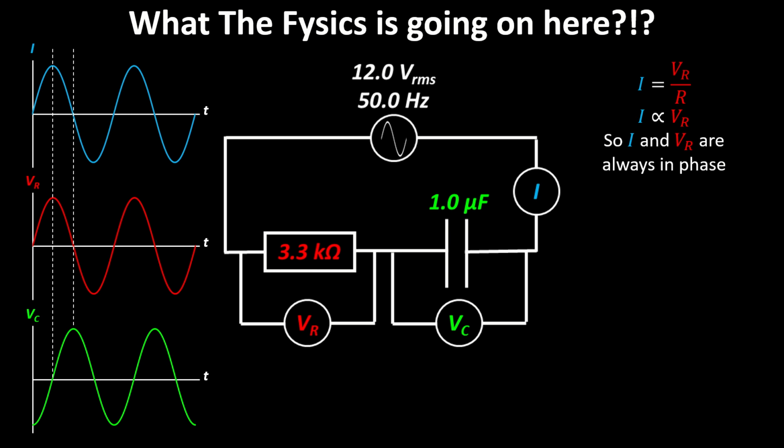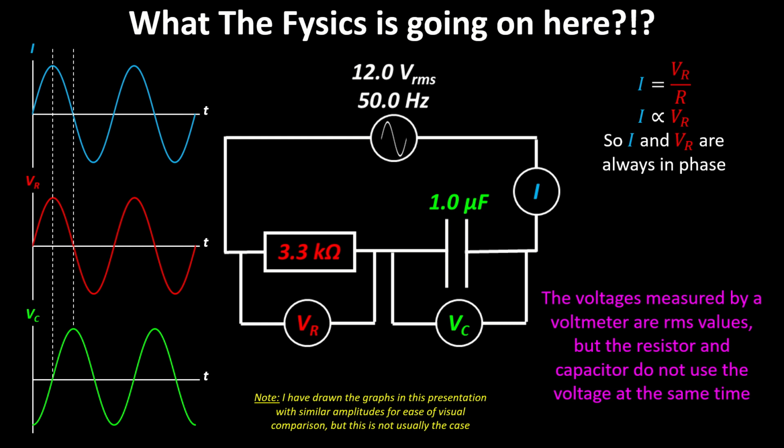And just an explanation note here: throughout this whole presentation, in all the graphs and phasor diagrams that I've shown, I'm making everything similar amplitudes just for ease of visual comparison, but that's not usually the case. There's no reason that VR and VC have to be the same size. In fact, they would almost certainly not be the same size. It's just so it's easier to compare them.